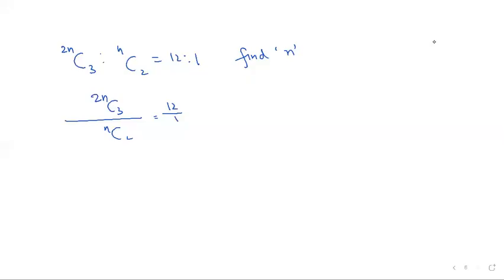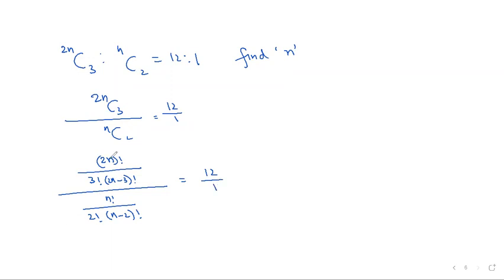2NC3 is to NC2 is 12 is to 1. You have to find N. Put the definition. Now the cancellation is between 2n and 2n minus 3, n and n minus 2.